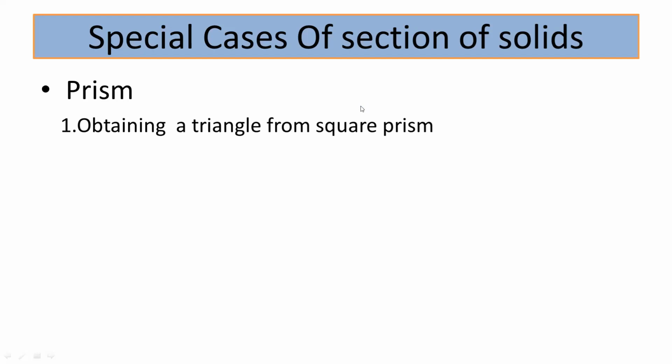In the special cases, we will try to obtain the standard geometrical shape by selecting the proper position, that is, a proper direction of the section plane. So the first geometry that I have selected is the prism. Suppose we want to obtain a triangular shape from that square prism, then what should be the position of the section plane?